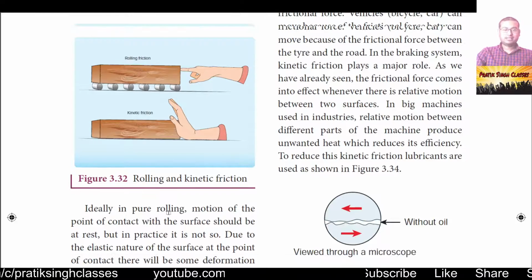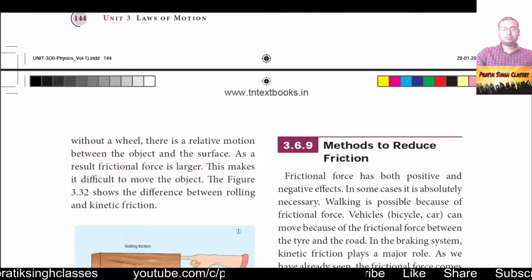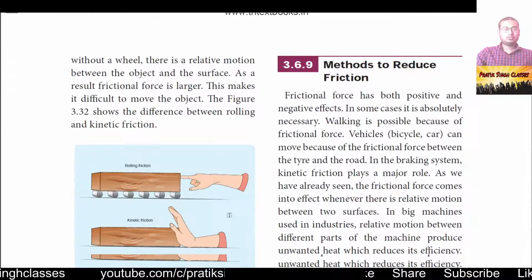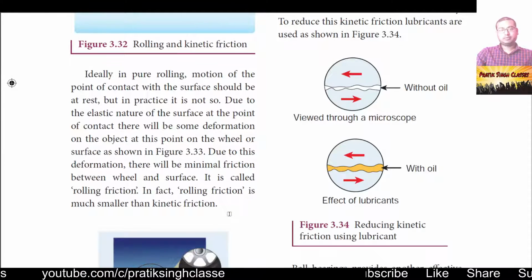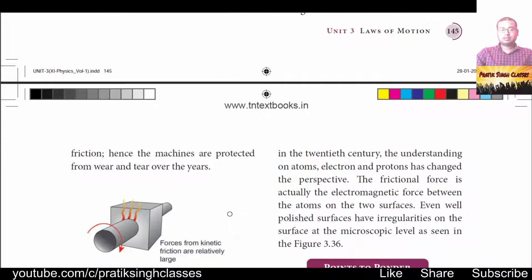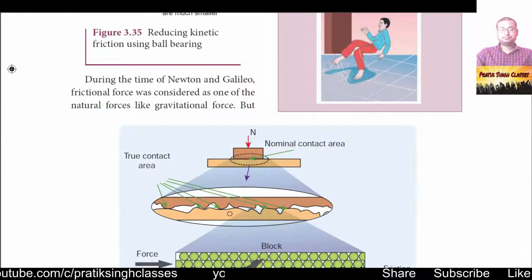After section 3.6, we do not have to go through the methods of reducing friction, and we do not have to go through section 3.6.9. The next topic is section 3.7. Let us see what is given in section 3.7.